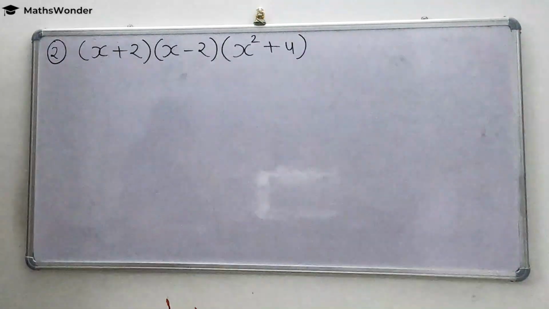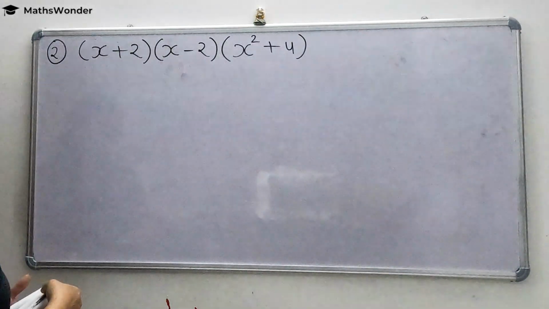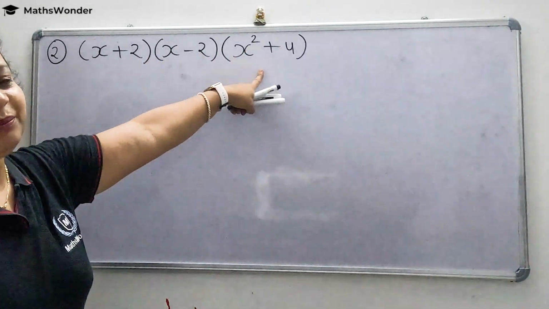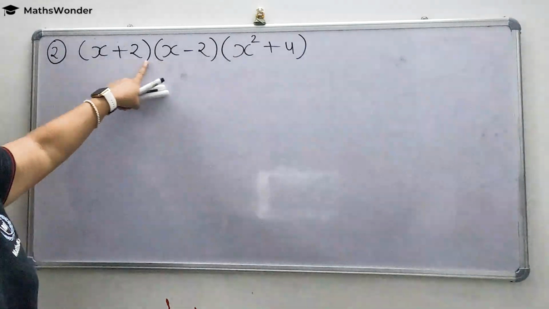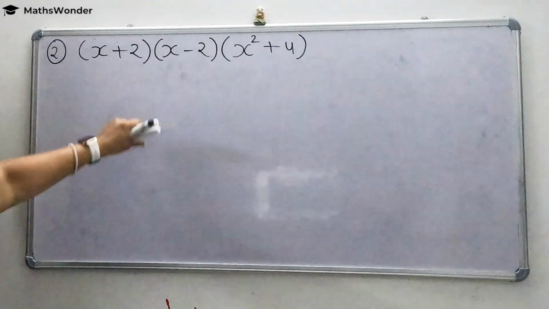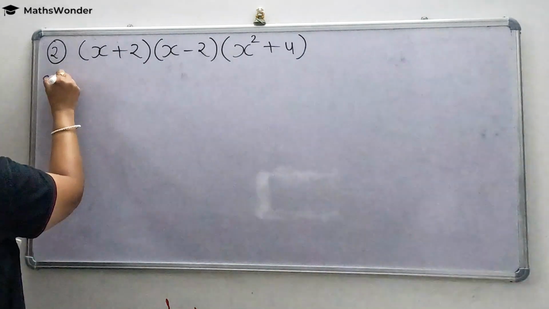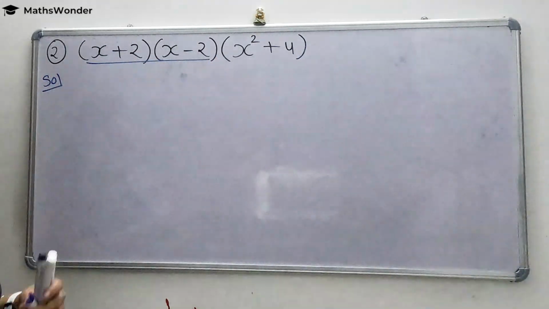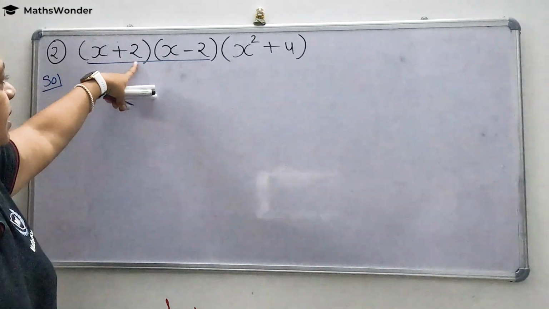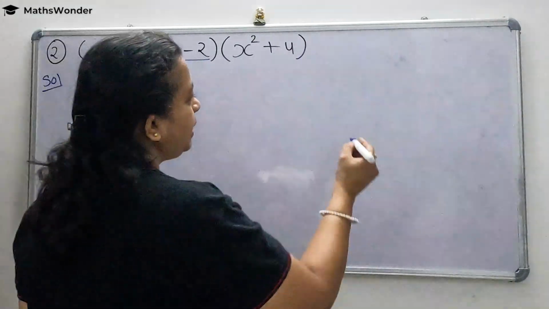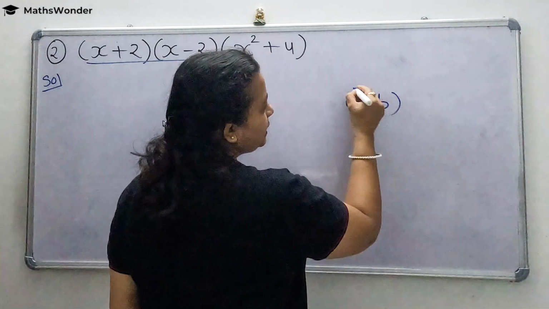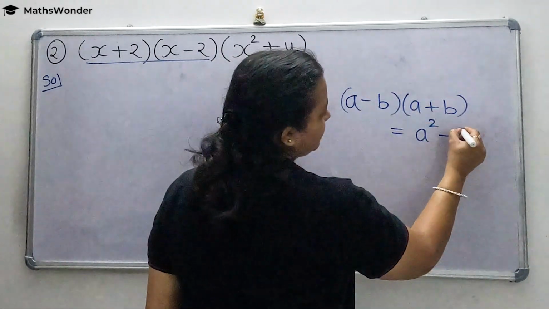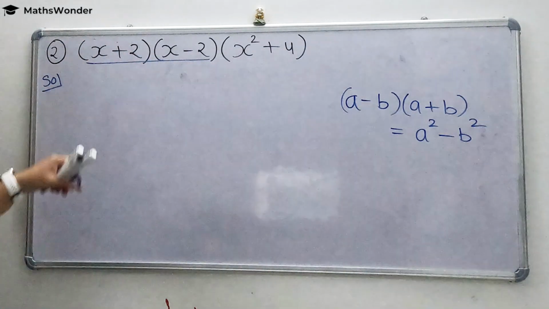Understood the question? Go ahead. So now your second question is (x plus 2)(x minus 2)(x square plus 4). Definitely this question is also based on identity, right? Let's see how you will solve it. So x minus 2, x plus 2. If you remember, if the same thing a plus b and a minus b, so you can apply your identity a minus b, a plus b, so you can apply this identity, right? Same you will apply here.